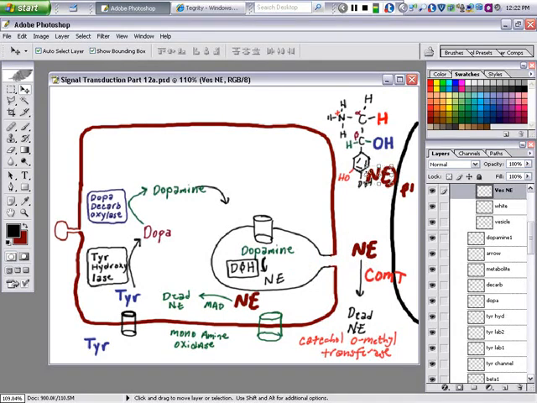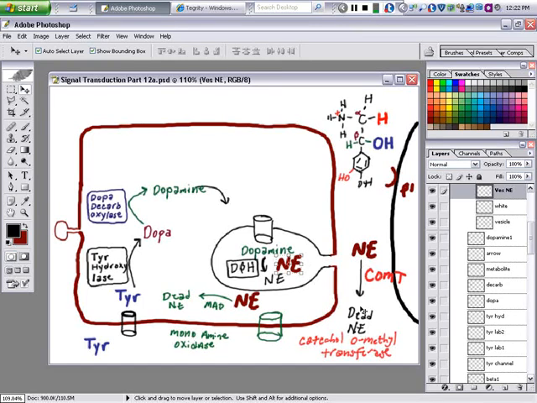Now, do you want this norepinephrine to stay there all of the time? No. So we need to come up with ways to get rid of it. I'm going to put this back for now. We're just going to work with this norepinephrine. One way that we can get rid of the norepinephrine that's in this cleft is to degrade it with an enzyme. Catechol O-methyltransferase destroys some of the norepinephrine.